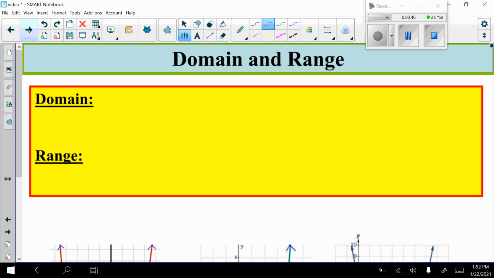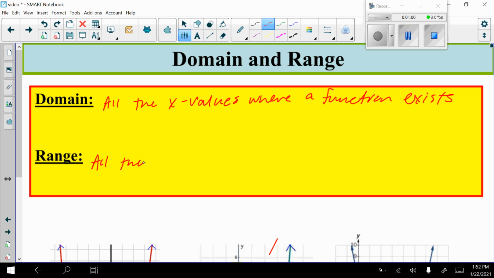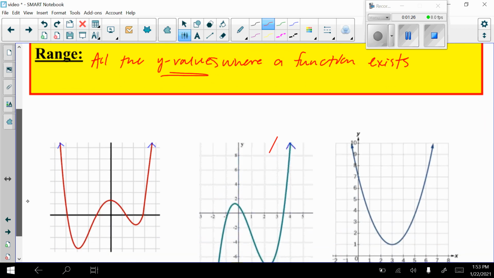Domain, that means all the x values where a function exists. That's what the domain of a function is: all the x values where a function exists. Range, on the flip side, is all the y values where a function exists. So when we're talking about domain, we're talking about x values, and when we talk about range, we're talking about y values. Okay? So let me show you on a graph what I'm talking about here.